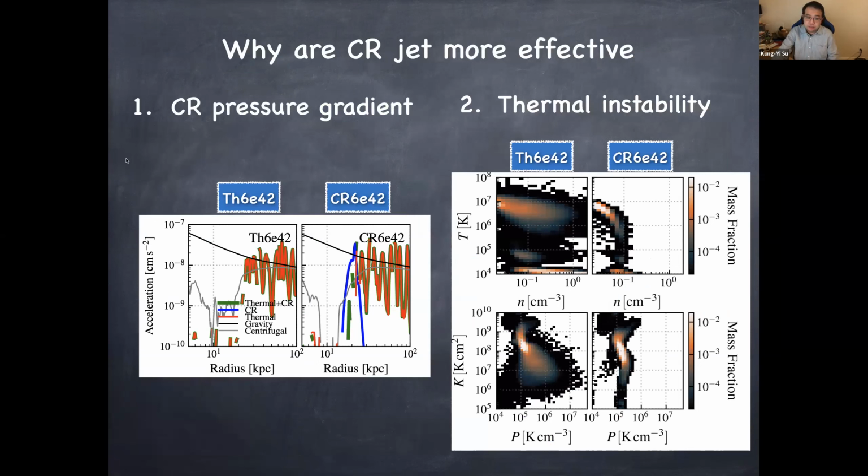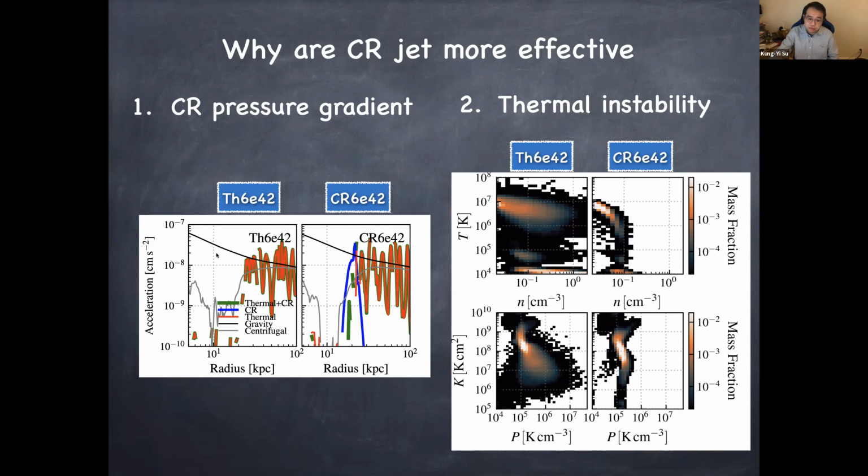The first thing is that a cosmic ray will provide extra pressure gradient, which is another pressure support. So here we try to quantify the effect. The blue line here is the acceleration created by the cosmic ray pressure gradient, and we compare it with the gravitational acceleration, which is the black line, or the gravitational minus the rotational support, which is the gray line. As you can see for the cosmic ray case, on the right-hand side, the cosmic ray pressure gradient will always be comparable to the gravitational acceleration at the core region of the galaxy, like a few 10 kiloparsecs, where the cooling flow is strong.